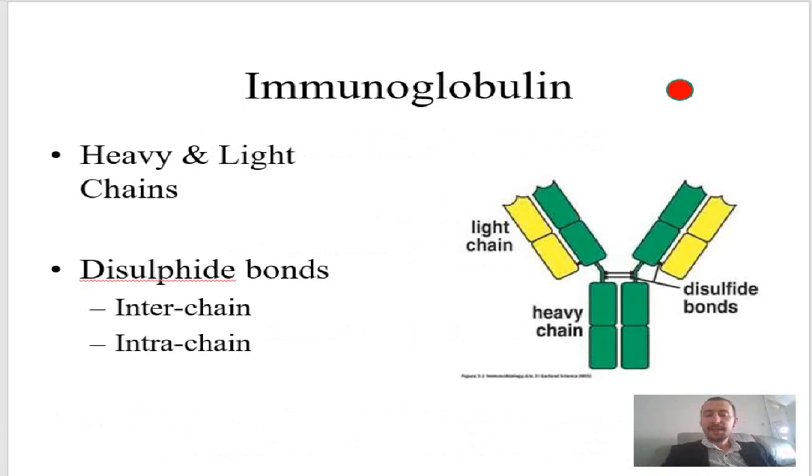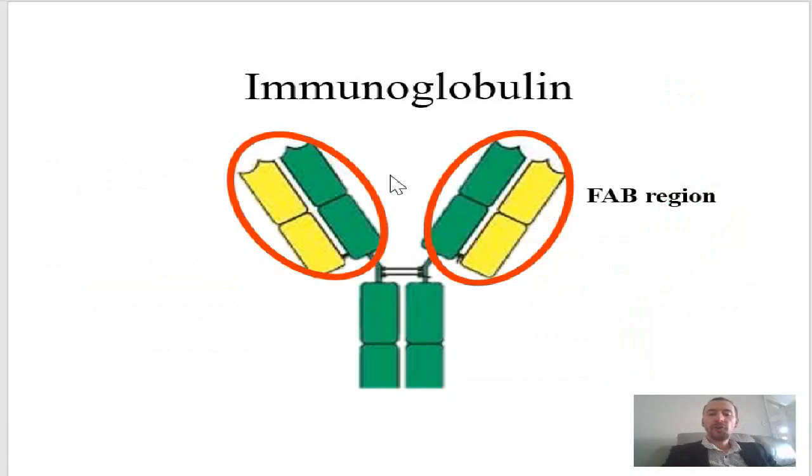This is what an immunoglobulin will look like. You have two heavy chains and two light chains. The two heavy chains are the green section here and the other green section here, and the light chains are the yellow sections. The structures that hold these components together are interchain and intra-chain disulfide bonds. You also have a hinge region as well, which we talk about.